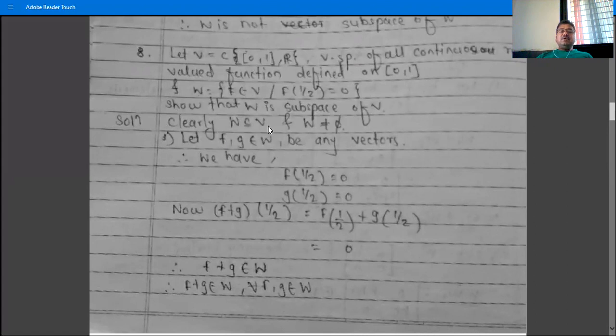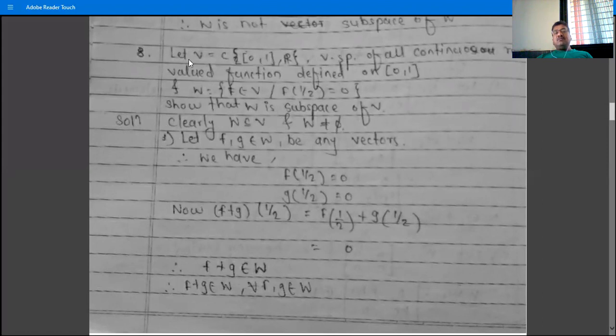So clearly W is a subset of V, and W is not equal to phi, because the elements of W come from V, and it is not empty. Now we have to show the two conditions. The first condition is that the addition of two elements of W belongs to W. So first take two elements from W. Let F and G belong to W.